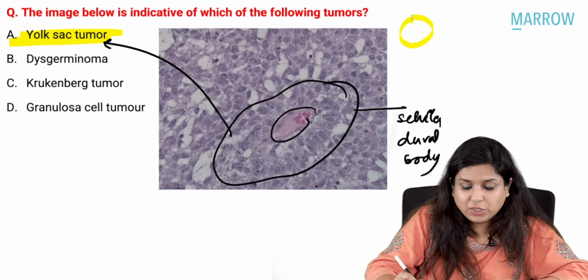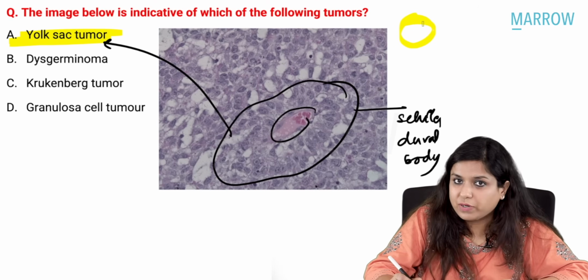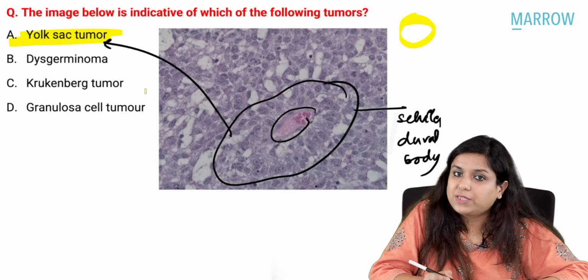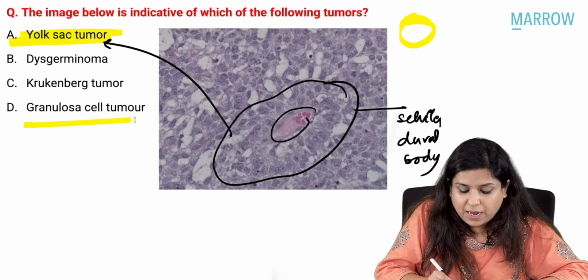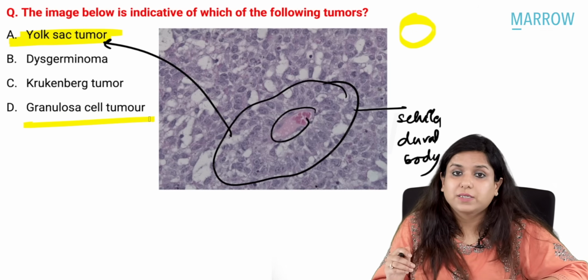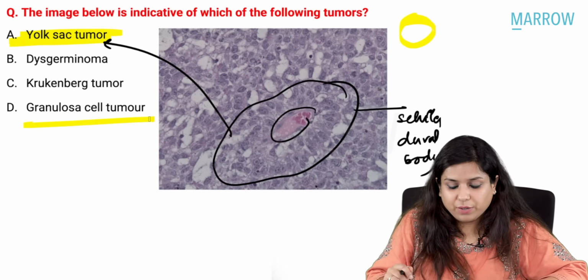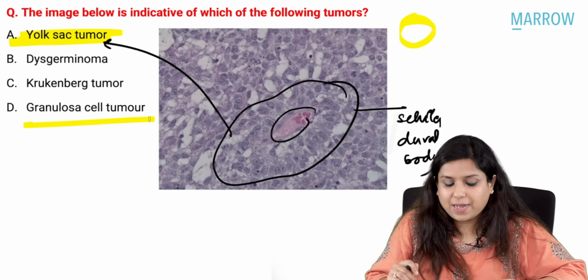Dysgerminoma would have shown nests of cells separated by fibrous septa infiltrated with lymphocytes. That was not there. Krukenberg's will show signet ring cells. That was not there. Granulosa cell will show Call-Exner bodies and coffee bean nuclei. They are also not present. So, the answer here was a yolk sac tumor.